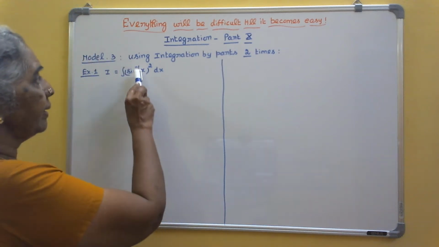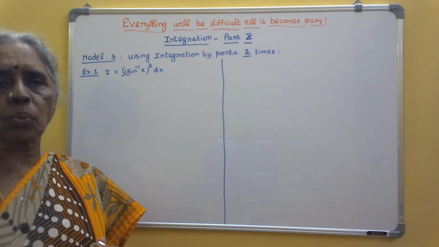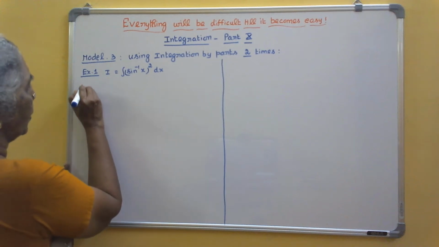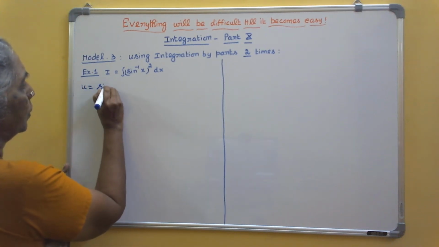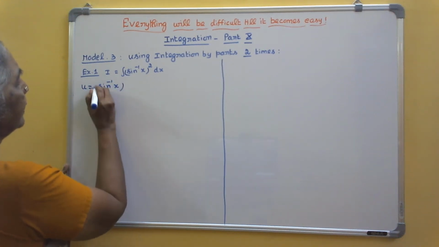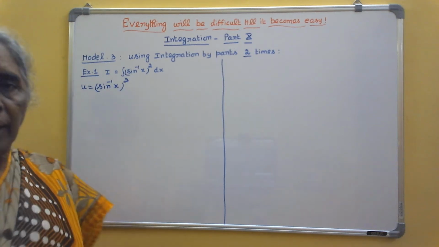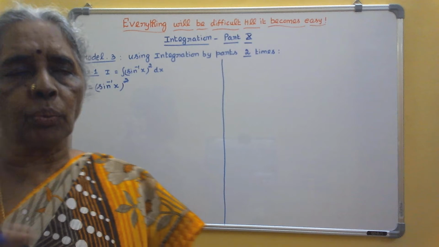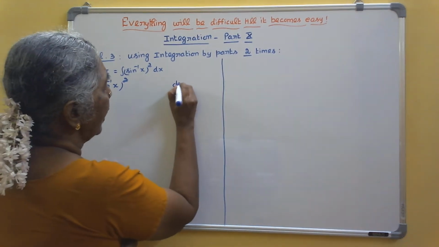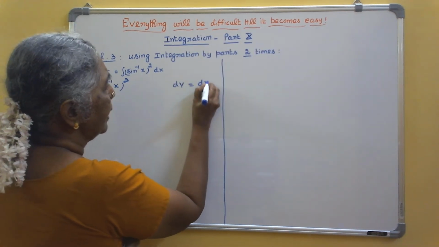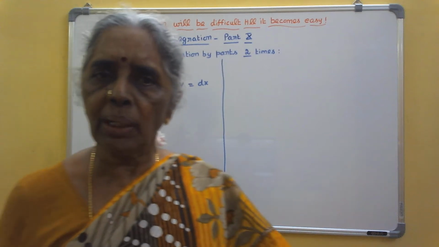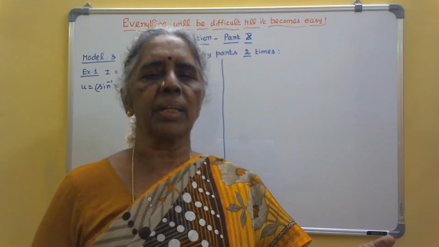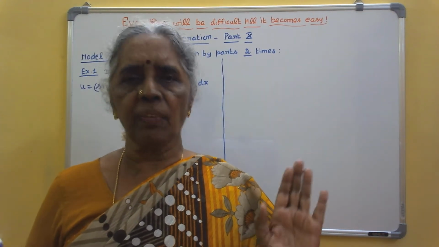Here your integrand is sine inverse x the whole square. So that will be your u, right? U is equal to sine inverse x the whole square. Then naturally only the dx part is there. That will be your dv. So now you write dv is equal to dx. Then you remember what you will do? Differentiate the u function. Integrate the dv function, right?